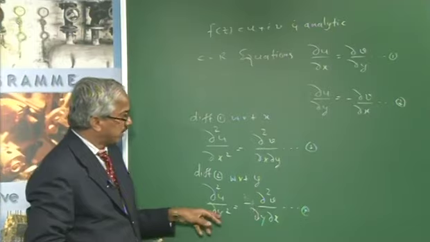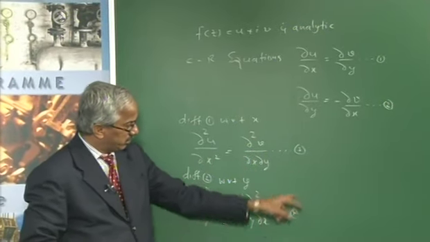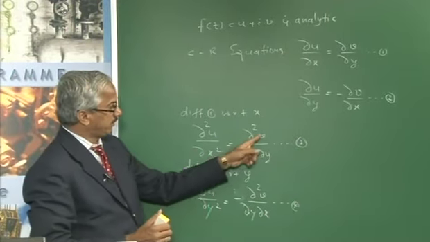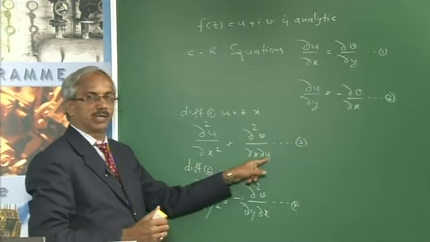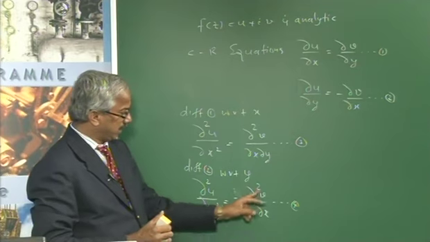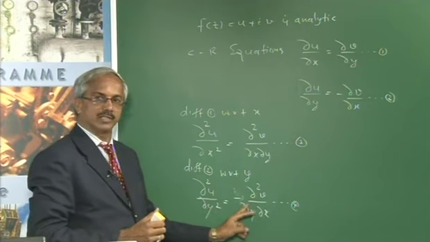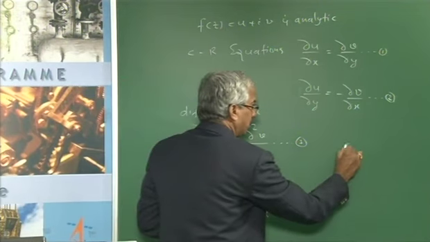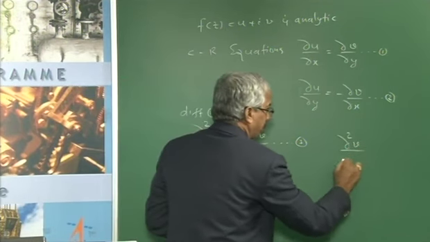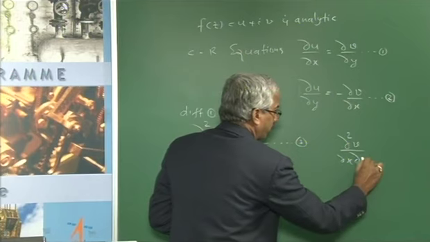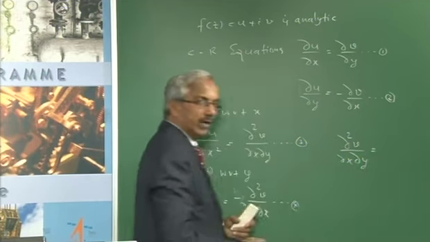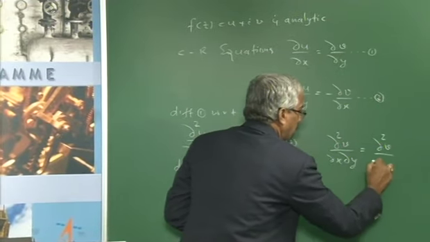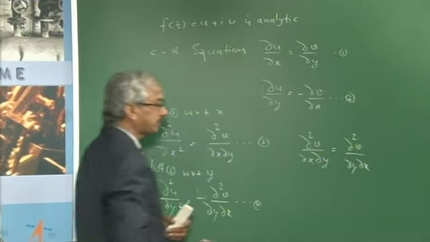Simply observe that on the RHS of these two equations 3 and 4 is a mixed derivative. Here v is differentiated first with respect to y and then with respect to x. Here v is differentiated first with respect to x and then with respect to y. By the partial derivative property, we know that mixed derivatives are always equal: ∂²v/∂x∂y = ∂²v/∂y∂x.